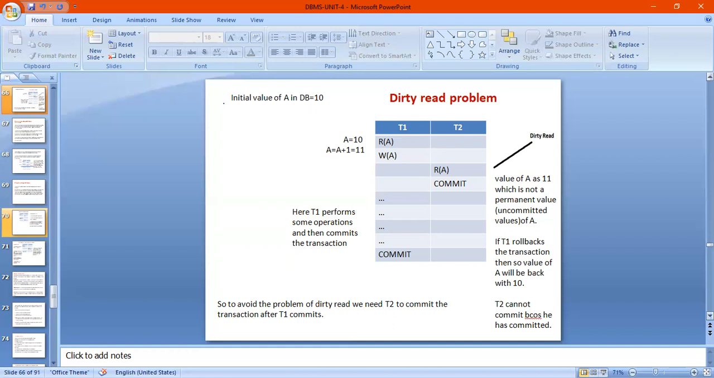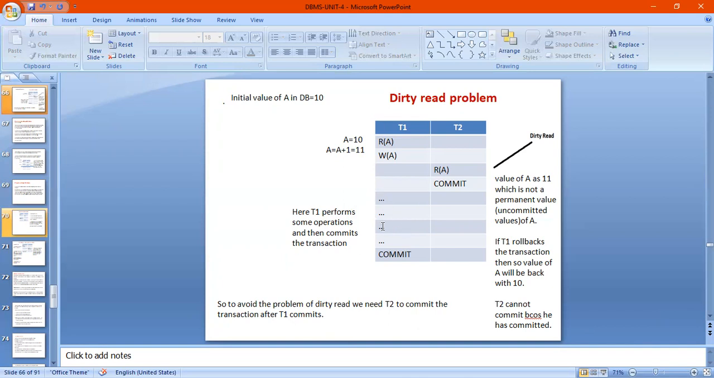Now at the next instance in T1, nothing is happening, but there is a read of A. The next comment is read here. The value of A, 11, is not a permanent value; it is an uncommitted value of A. So here you see the time: here nothing is there, but T1 performs some operations and then commits the transaction.